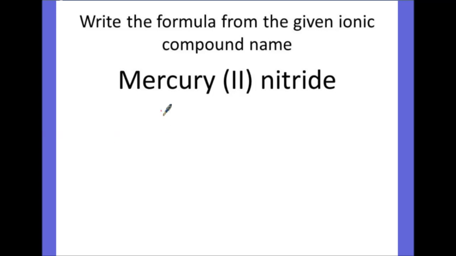All right, here we go. Mercury II nitride. So it's basically similar. Let's take a look at this. So we have mercury II, which is Hg with a +2 charge. Nitride is N with a -3 charge. This one's simple. 3 comes here. 2 goes there.